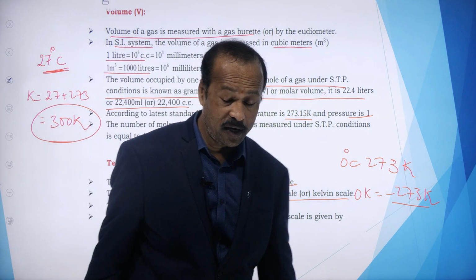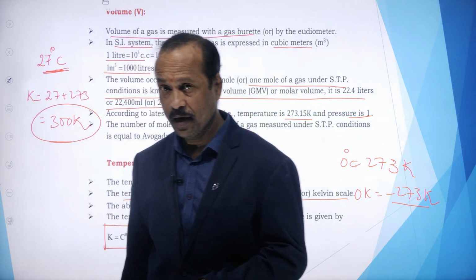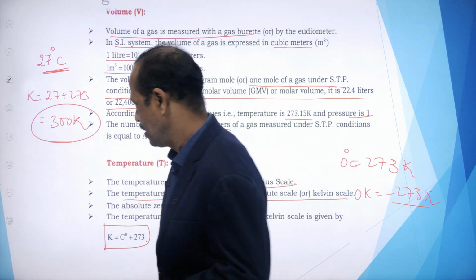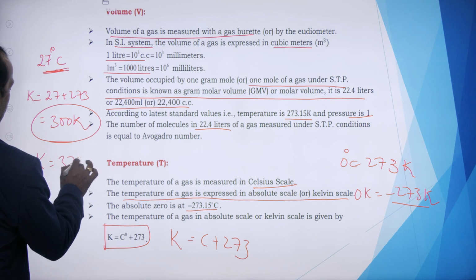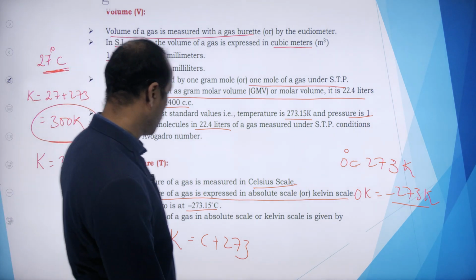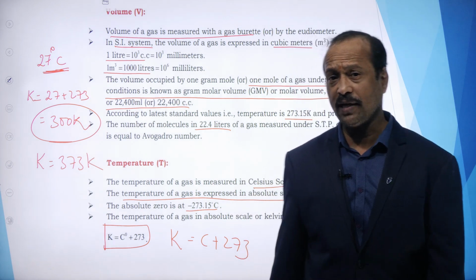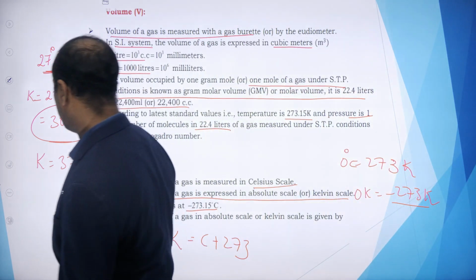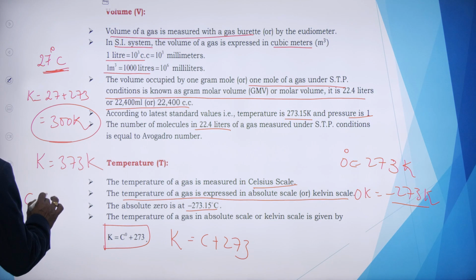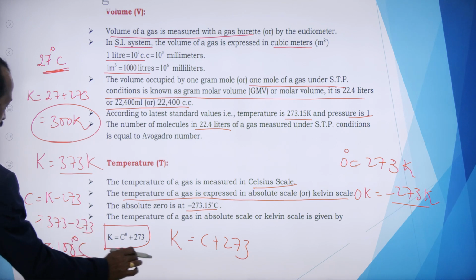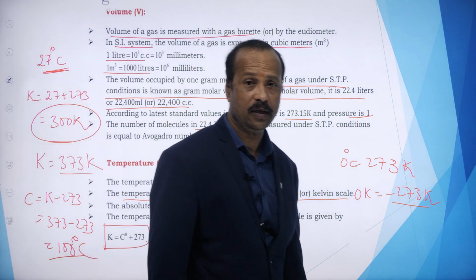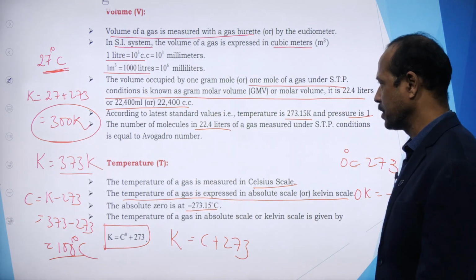Right? For example, if they give the Kelvin and ask you to convert into the Celsius scale. For example, the boiling point of water is 373 Kelvin. They ask you to convert into Celsius. So what can we do? To convert to Celsius, you have to do K minus 273. Here K is 373. So 373 minus 273 is equal to 100 degrees Celsius. You know that the boiling point of water is 100 degrees Celsius. Correct? So this is about the temperature.